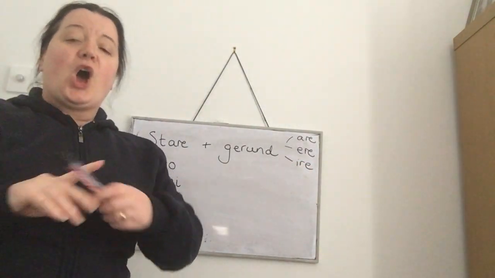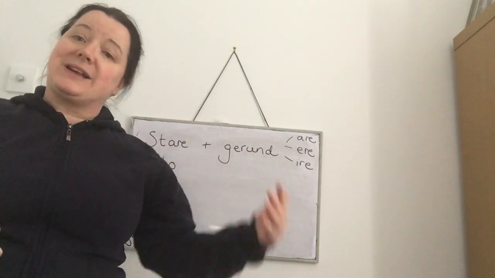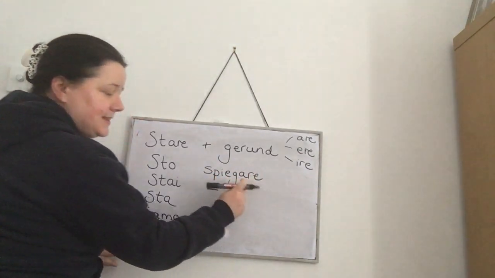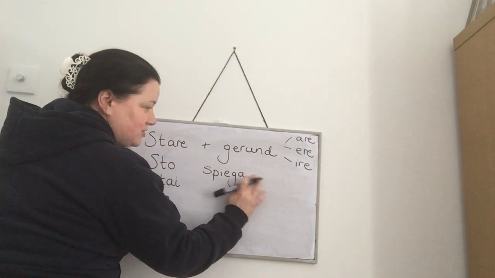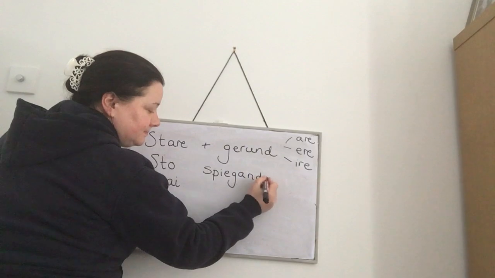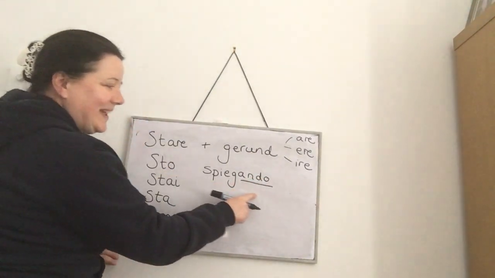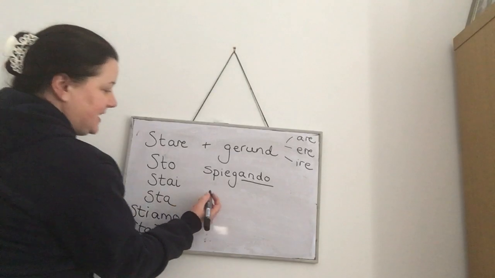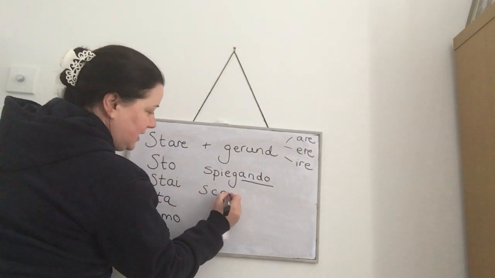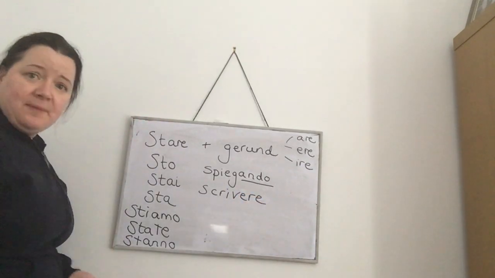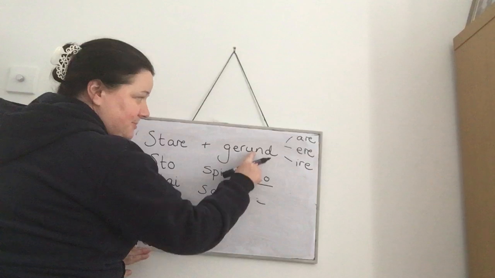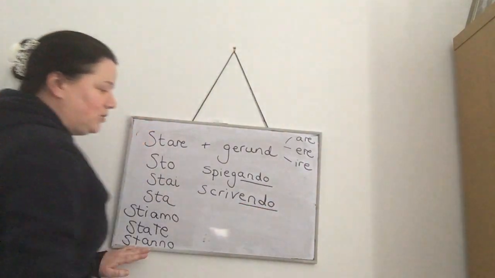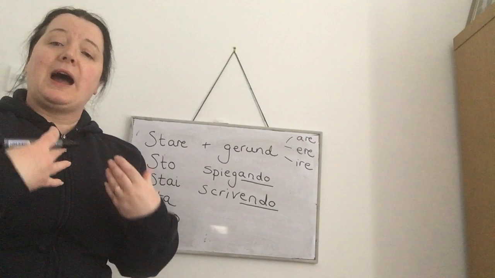So, for example, sto spiegando, I am explaining. Spiegare, ending in an ARE, I'm going to change that to ando. Sto spiegando. I am explaining because I'm doing it now. Okay? If I take an ERE, scrivere, normally ends in an ERE. To make my gerund, I'm going to change it to endo. So, sto scrivendo, I am writing.